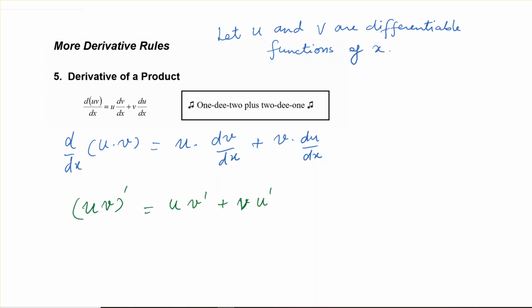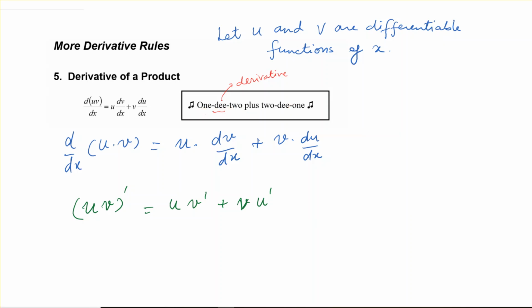People have many creative ways to remember this. Some people like to remember this in song form. If you look here, we have 1d2, where d stands for derivative. That means first function as it is, d2 means derivative of the second, plus 2d1.